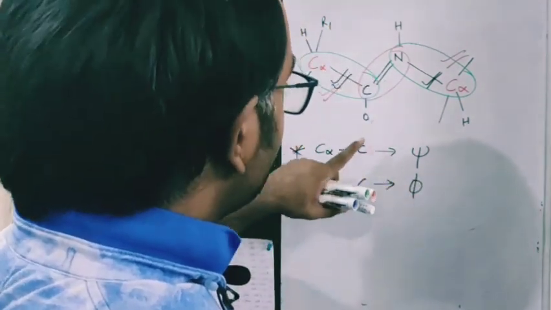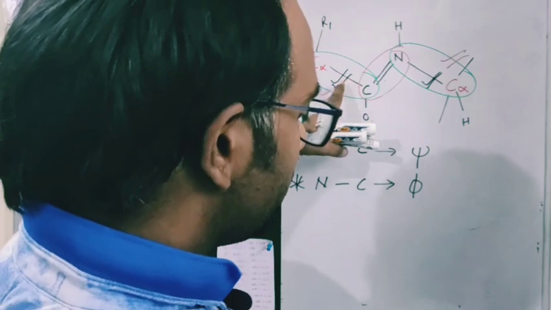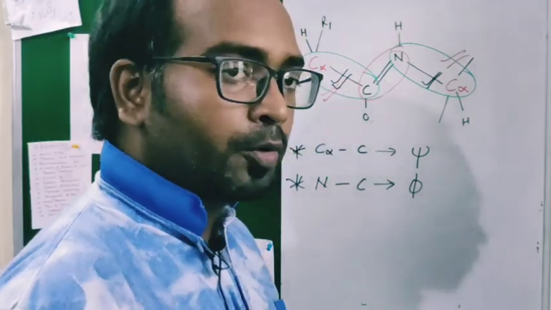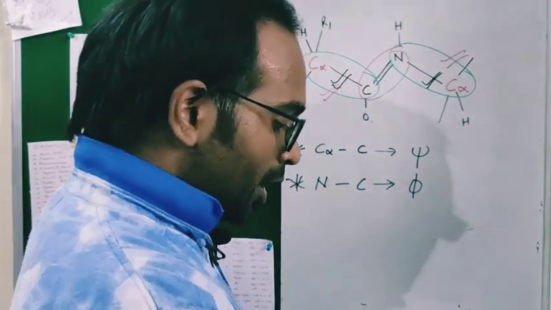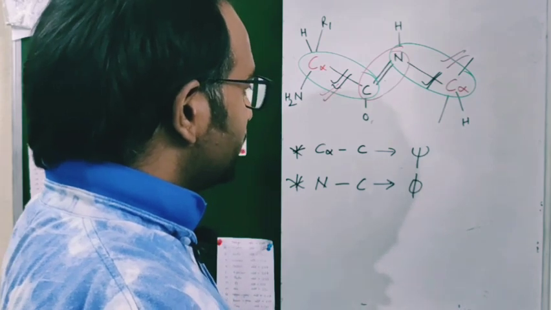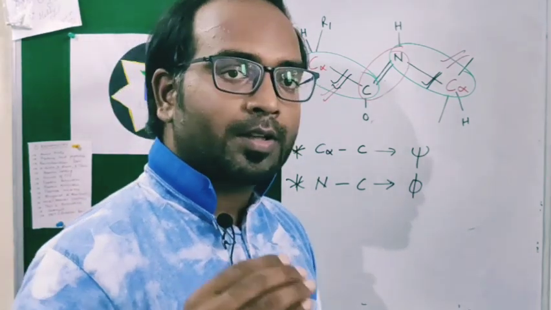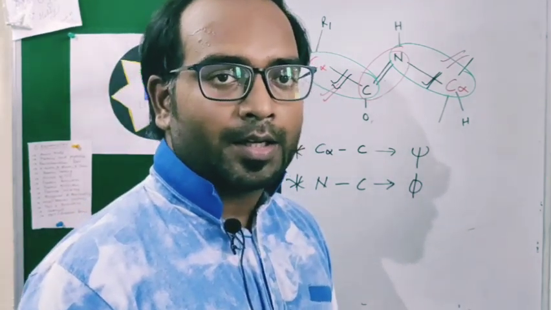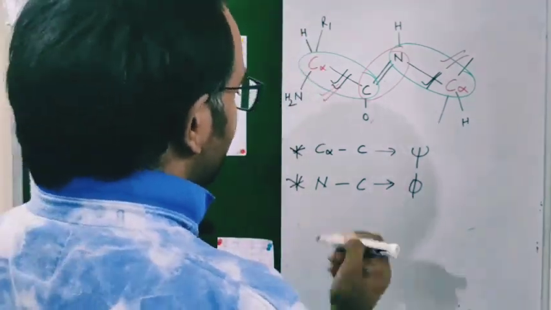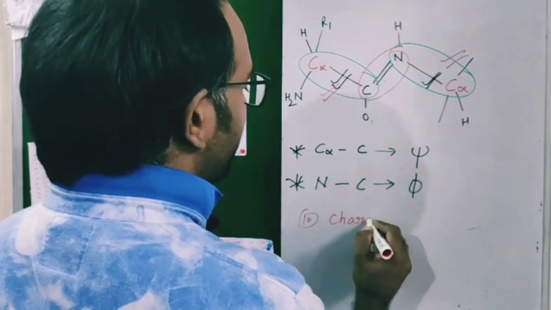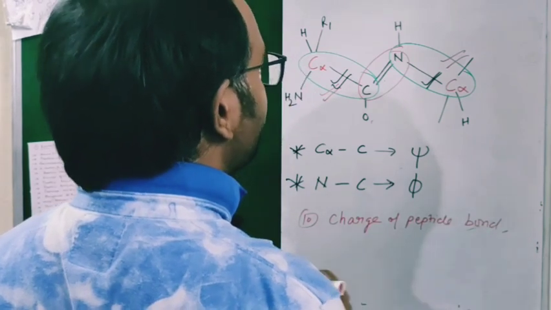So the freedom of rotation around these two bonds of each amino acid allows the protein to fold in many different conformations, right? Now you already understood about the torsion angles and what are the bonds where rotation is allowed. Now the last and 10th point is, what is the charge of the peptide bond? So the 10th point is the charge of the peptide bond. So what is the charge of the peptide bond?